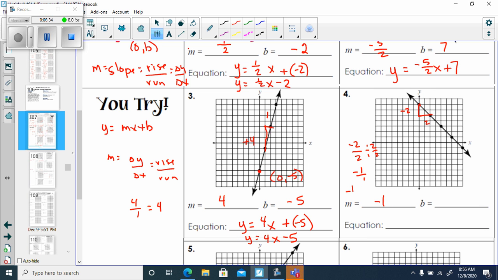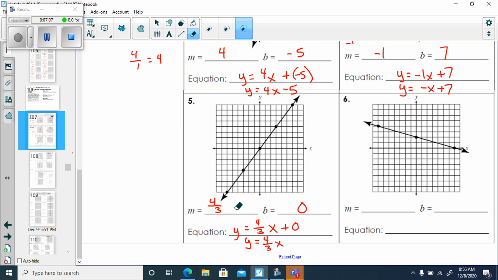What is my b? My b is where it crosses the y-axis. It would be at 1, 2, 3, 4, 5, 6, 7. Okay? My equation is y is equal to negative 1x plus 7. So I put in for my m and my b. Now, if I've got negative 1x, I could also simply say that y is equal to negative x plus 7, because multiplying by 1 doesn't change something.